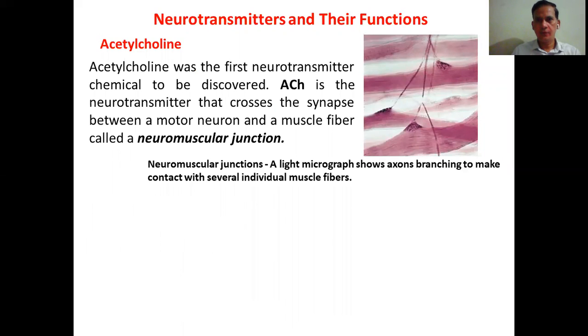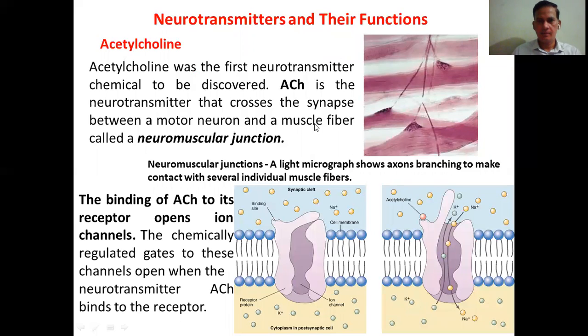Acetylcholine was the first neurotransmitter which was discovered, and it crosses the synapse between the motor neuron and the muscle fiber. Now this synapse between the motor neuron and the muscle is known as the neuromuscular junction. This is a typical micrograph where you can see one axon is connected to a couple of neuromuscular junctions. There is branching in the axon at this particular point, and it is attached to 3 of the neuromuscular junctions.